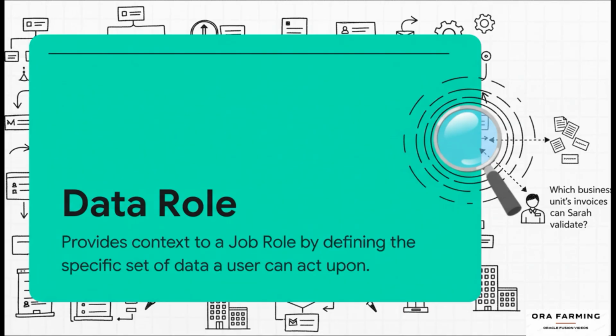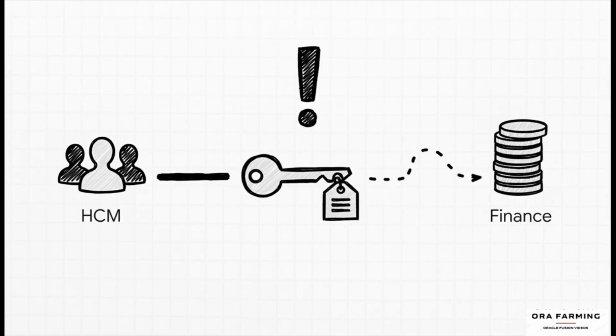It's the great limiter. It takes the job role, everything Sarah is allowed to do, and combines it with a specific set of data, telling her what she can do it to. It answers the question, okay, which business unit's invoices is she actually allowed to touch? But, and you'll want to lean in for this part, here's a really important distinction, one that trips up a lot of people. The way data roles work is not the same everywhere in Oracle. Their function and their importance change a lot depending on which module you're in.